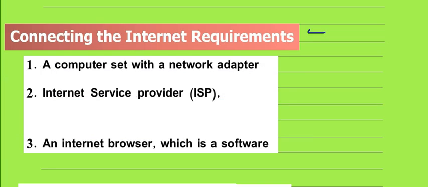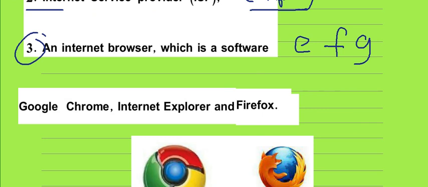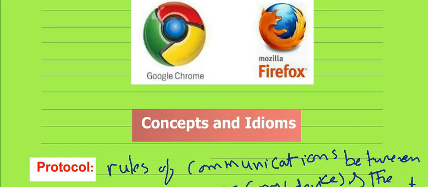كل شبكة بمكوناتها. طيب لو when you want to connect to the internet what are the requirements? Number one, computer set with a network adapter. نمرة اتنين أو number two, an internet service provider which is a company، شركة بتمدك بخدمة الانترنت. Number three, an internet browser, like what? Like Internet Explorer, like Firefox, like Google Chrome، جوجل كروم، انترنت اكسبلورر، فايرفوكس اند اوبرا، كل دي برامج بتستخدم as a browser for the internet.